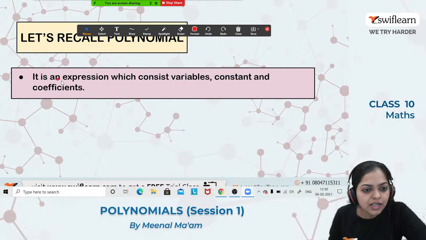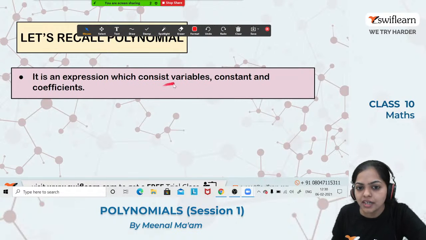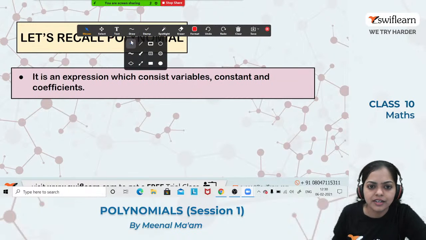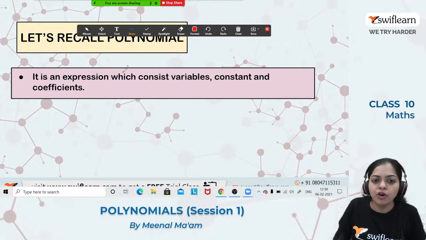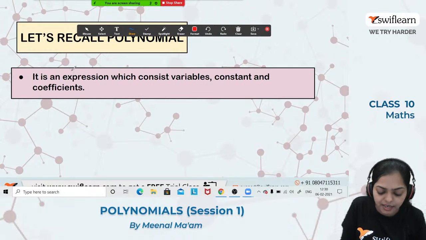All right. So, let's move on to the meaning of polynomial. What is polynomial? It is an expression which consists of variables, constants and coefficients. Let us understand the meaning of polynomial by an example. Let's take an example, and the example is like this.